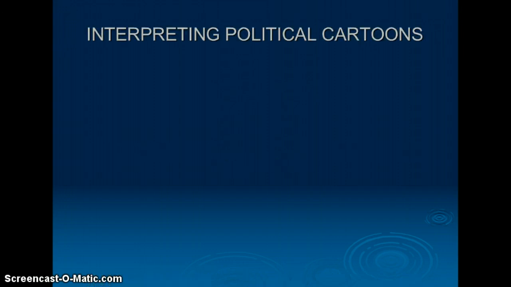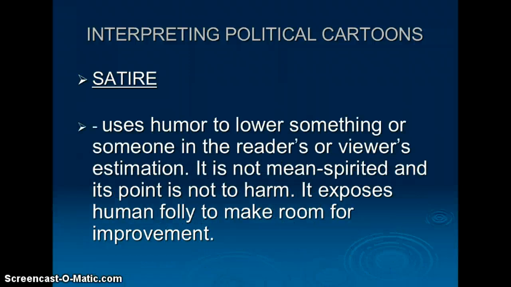Let's go about interpreting political cartoons. Let's consider satire. That's another cartooning technique. Satire uses humor to lower something or someone in the reader's or viewer's estimation. It's not meant to be mean-spirited, and its point is not to harm. The main point is to expose human folly and to make room for improvement.